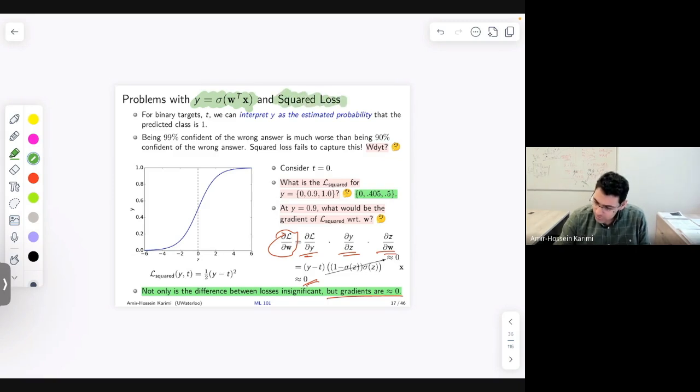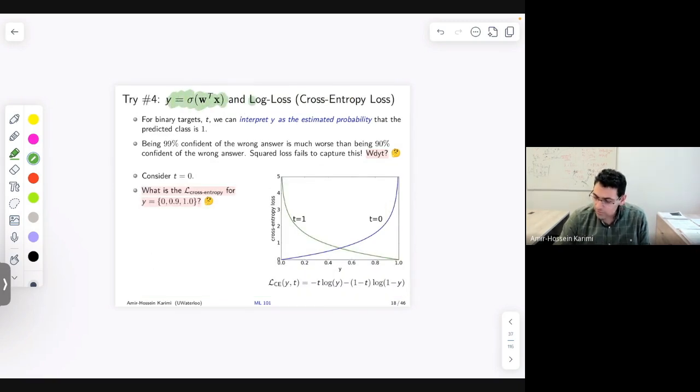The final attempt is to use the same model, but now we're going to define something called the log loss or the cross entropy loss. Someone mentioned this last lecture. I think it was Mustafa. And that loss looks something like this. So for t equals 0, like the example on the previous slide, it looks like this curve here. And for t equals 1, it looks like the other curve. So depending on what your target is, it's going to follow either of these curves. That's what the loss looks like, and we can write it compactly into this form here.